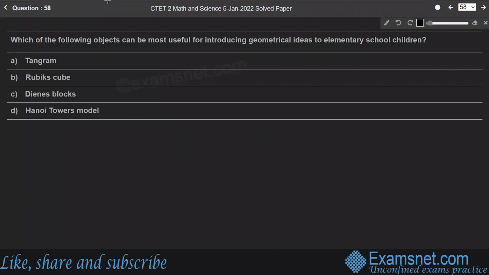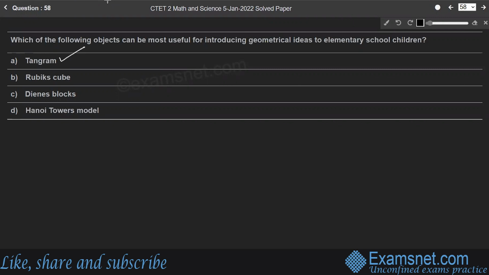Question 58. Which of the following objects can be most useful for introducing geometrical ideas to elementary school children? Options: tangram, Rubik's Cube, Dienes blocks, Hanoi Towers model. Here, option A, tangram, is the right answer.